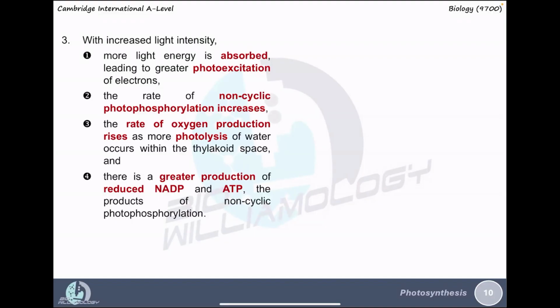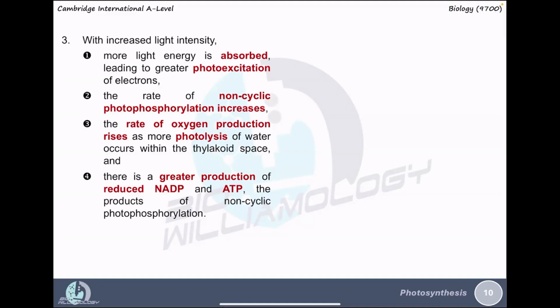And there is a greater production of reduced NADP as well as ATP, and both of them are the products of non-cyclic photophosphorylation. The reason why we focus on non-cyclic photophosphorylation rather than cyclic photophosphorylation is because it totally depends on what we measure. If we measure the rate of oxygen production, the only type of photophosphorylation that produces oxygen is non-cyclic photophosphorylation.